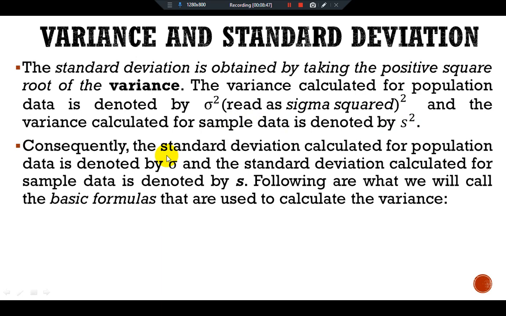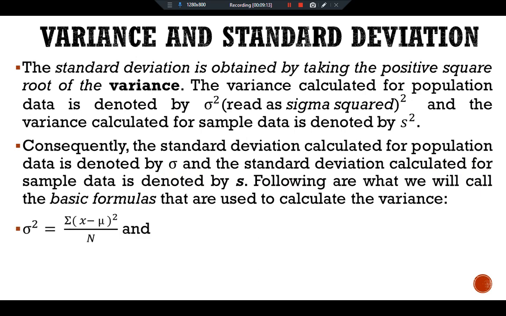Okay, consequently, the standard deviation calculated for the population data is denoted by sigma, and the standard deviation calculated for the sample data is denoted by S. Following are what we will call the basic formulas used to calculate the variance.